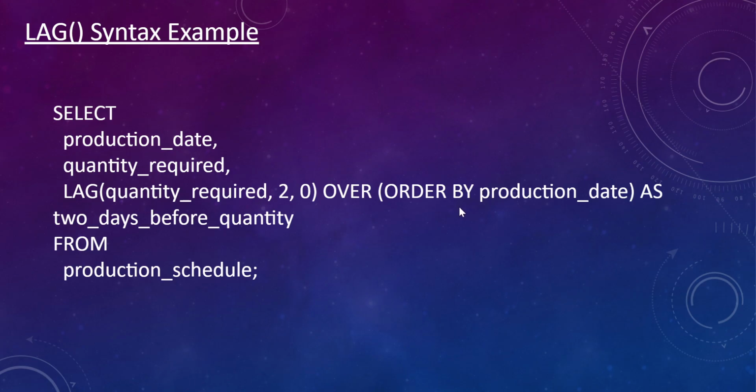Then over, order by, and production date. This is the column on which we want to do the sorting, because production date is something we are interested in ordering by. This is the alias, or the name of the new column that we are giving, 2 days before quantity. And from, then this is the name of the table. So this is our lag syntax example that we have seen here. I hope this makes sense, because we have taken a very practical example that you can also understand.